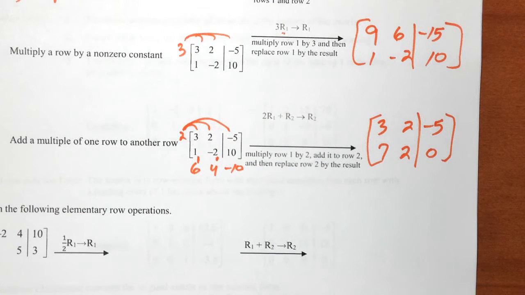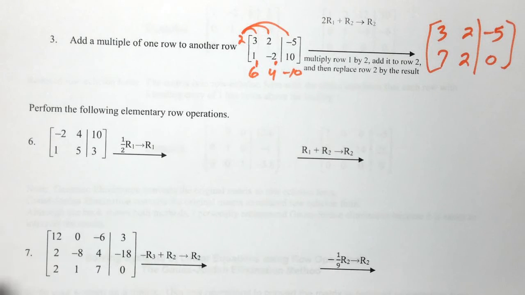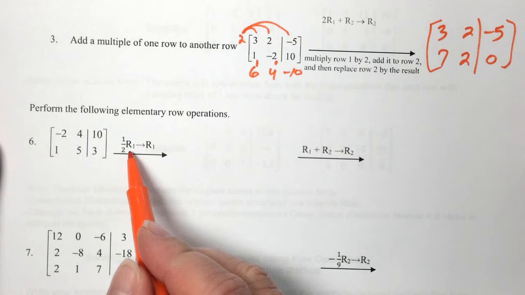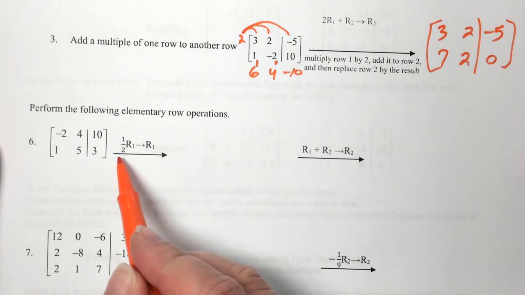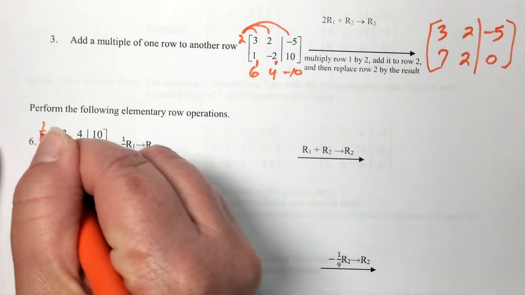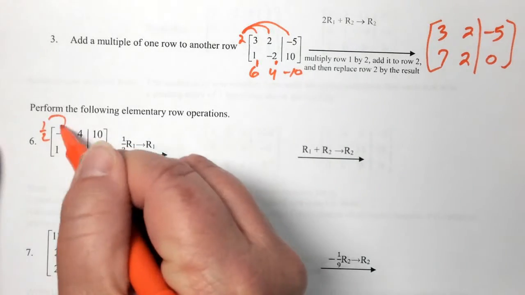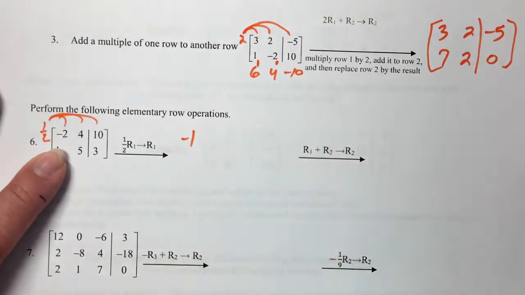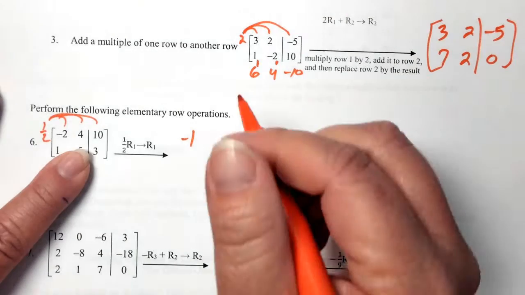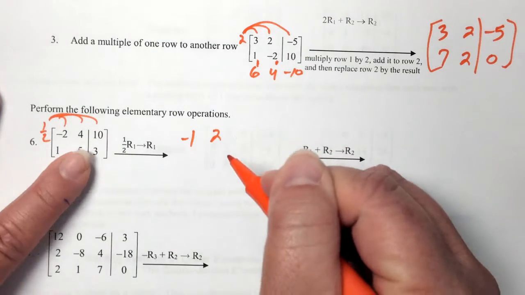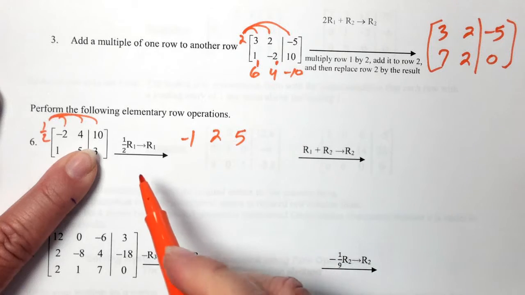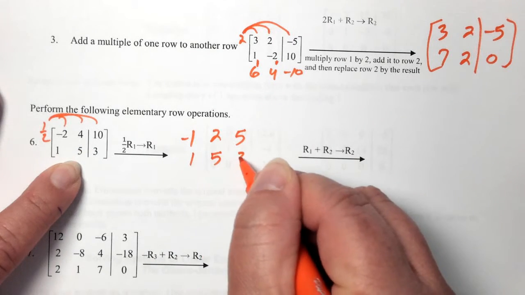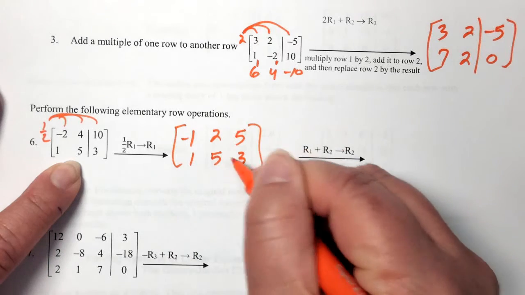Okay? All right, let's practice some row operations. They are telling us here, for whatever reason, that they want us to multiply row 1 by a half and stick the result in row 1. So I'm going to put a little half next to row 1 and distribute. 1/2 times negative 2 is negative 1. 1/2 times 4 is 2. 1/2 times 10 is 5. They didn't say to do anything to row 2, so we're going to leave row 2 exactly like it was. And this is our new matrix.